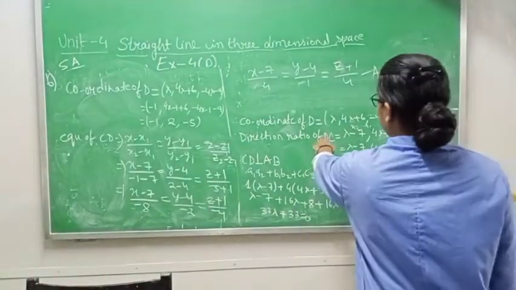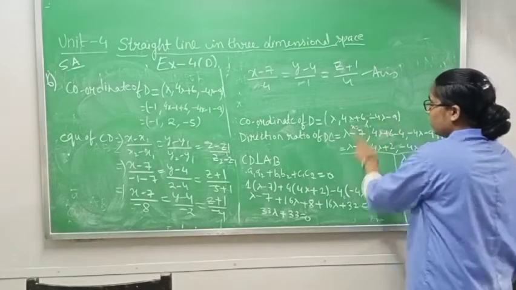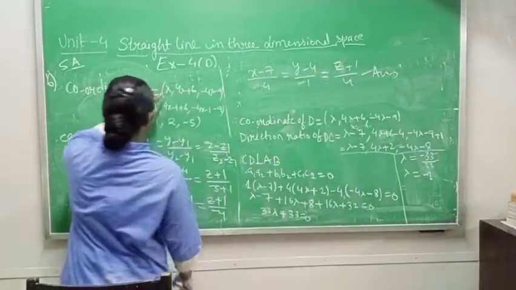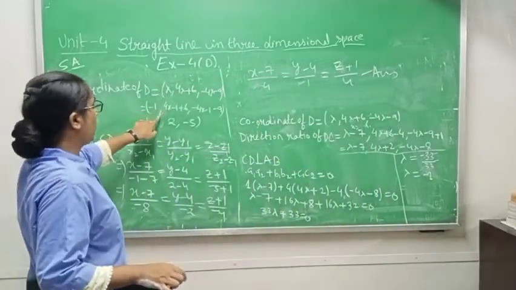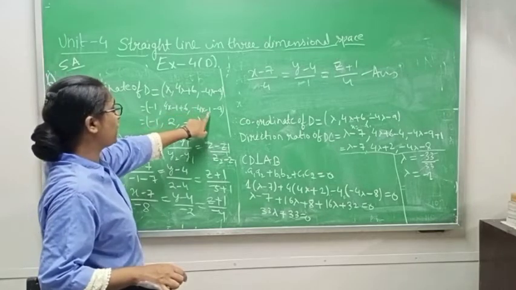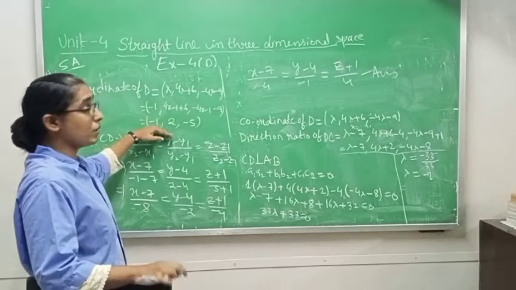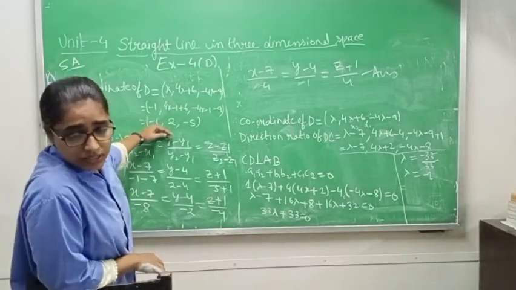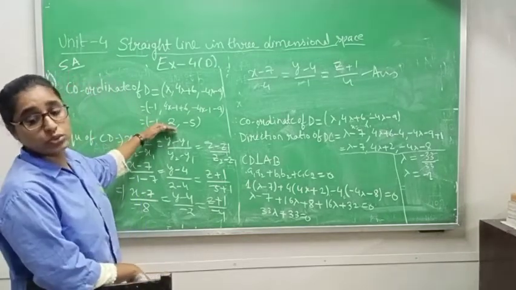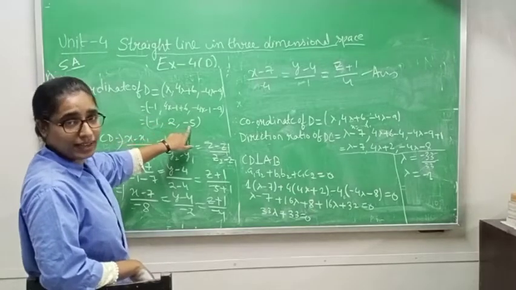Now the coordinate of D is lambda, 4 lambda plus 6, minus 4 lambda minus 9. Now I got the lambda value, which is minus 1, so I will put it in the lambda place. I will get minus 1, 4 into minus 1 plus 6, minus 4 into minus 1 minus 9. When I solve, I will get minus 1, 2, minus 5. In your book it is written 1, 0, 7, but the answer will be this one. So in your book the answer is wrong, please correct that. Minus 1, 2, minus 5.